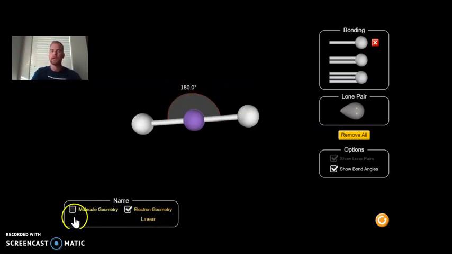I'm not going to show molecular geometry because we haven't learned that yet. So we're just going to focus on linear. You may be asking, what's the difference? We'll talk about that later.